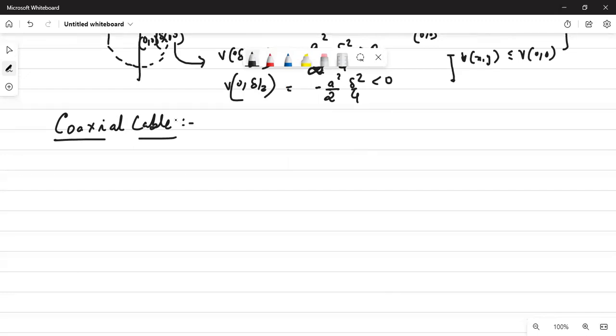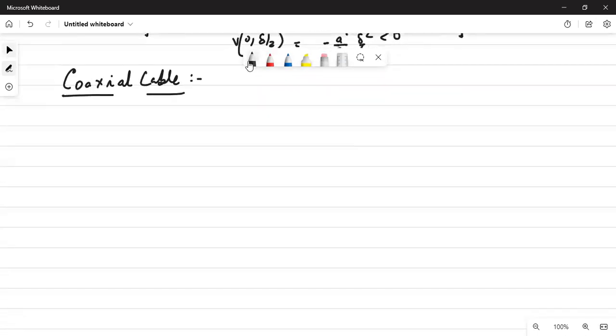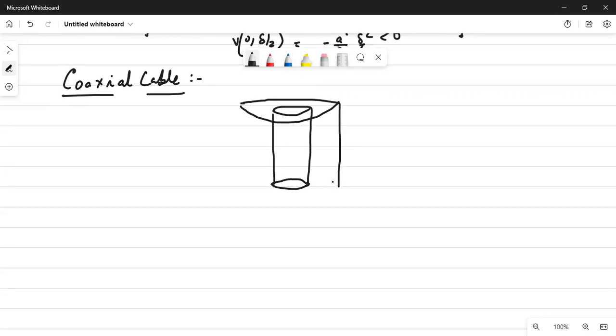Okay, so understand this particular physical problem. Here you are given a coaxial cable, and this particular cable I'm drawing as cylindrical, one of the cylinders, and since it is coaxial, I'll make another cylinder, and this is infinitely extending along the z-axis.